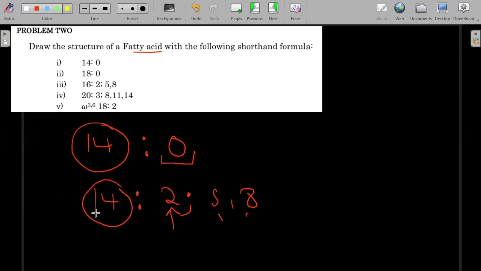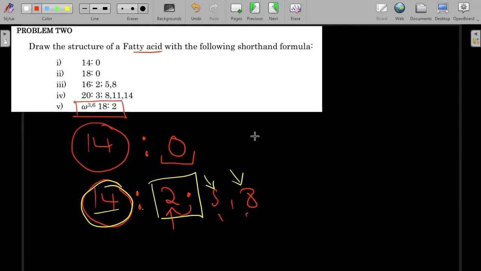Okay, so I was saying if you have something like 14 and then full colon 2 and then semicolon and then 5,6, this simply means it has 14 carbons, okay? And then it has 2 double bonds at position 5 and position what? 6. All right. So even this one here, this notation that you are seeing there, it's very easy, okay? When they say omega 3,6, okay, and then 18:2. So they mean this is the fatty acid called omega, okay? It has 18 carbons, 2 double bonds, one at position 3, and then the other one at position what? 6. So that's what they mean.